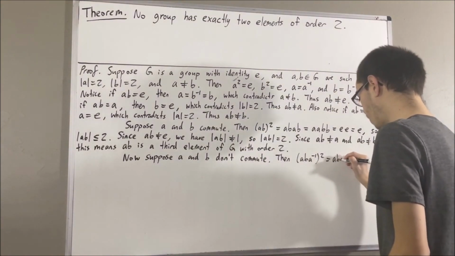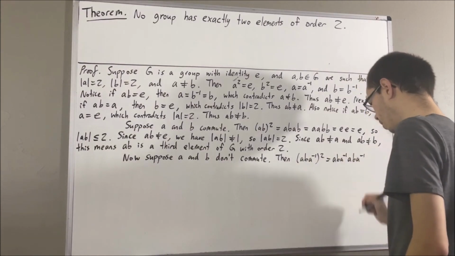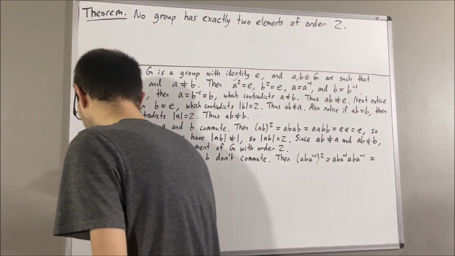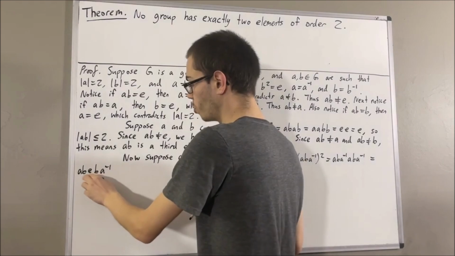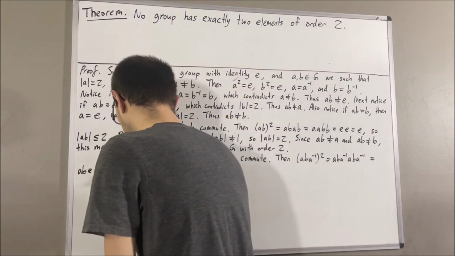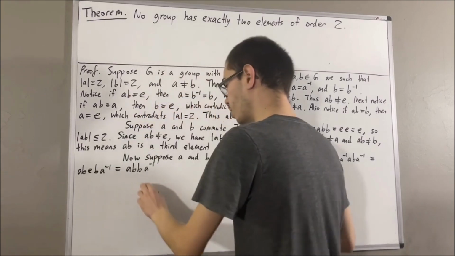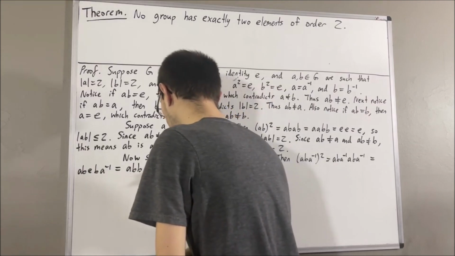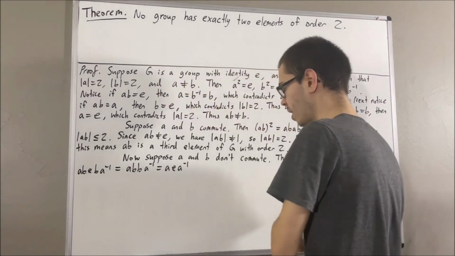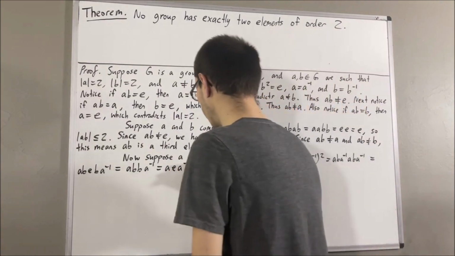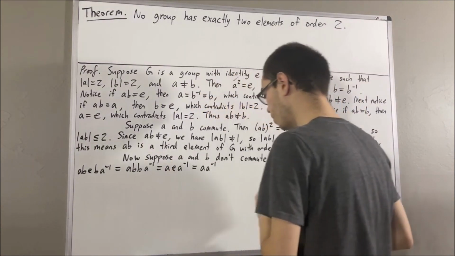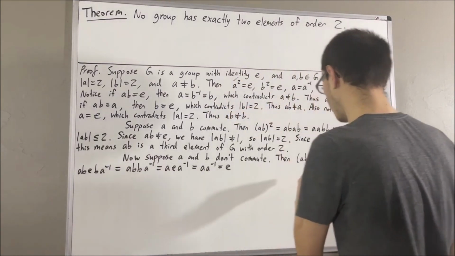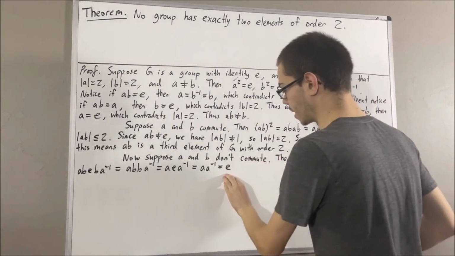Well, this is just ABA inverse times ABA inverse. Now we know that the inverse of A times A is just equal to the identity element. So we get this, but then when we multiply by the identity, the identity element is just going to go away. And then we know that B times B is equal to the identity. So this gives us A times the identity times the inverse of A. But then when we multiply by the identity, it will go away. And then we know that A times the inverse of A is equal to the identity element. So this shows that ABA inverse squared yields the identity element.